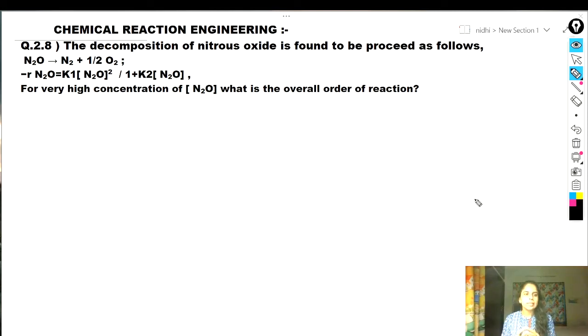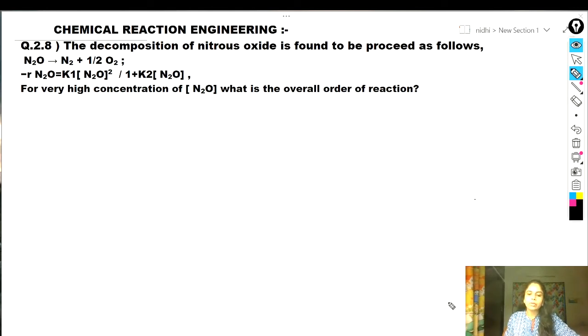Let's discuss the next question. This question is from Levenspiel, and the question number is 2.8. The question is: the decomposition of nitrous oxide is found to proceed as follows: N2O gives N2 plus half O2, and the rate is given by minus r N2O equals k1 [N2O] squared upon 1 plus k2 [N2O]. For very high concentration of N2O, what is the overall order of reaction?